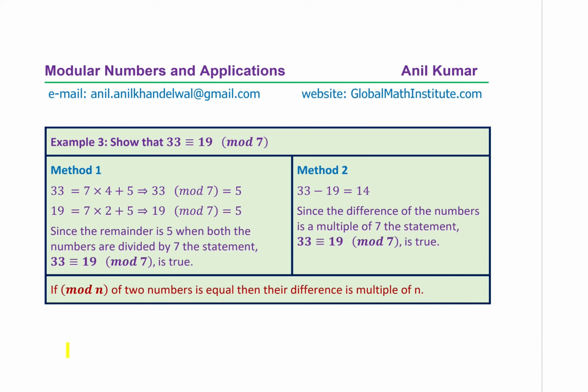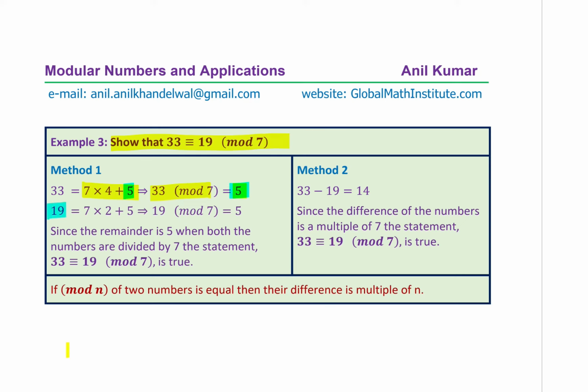Now, in example 3, you need to show that 33 is congruent to 19 mod 7. So, let's see what is 33 mod 7. To find 33 mod 7, basically, we have to find the remainder when 33 is divided by 7. So, 33 can be written as 7 times 4, which is 28, plus 5, correct? So 33 mod 7 is basically equal to 5, the remainder. Clear? So it is always the remainder which is the value of the function.